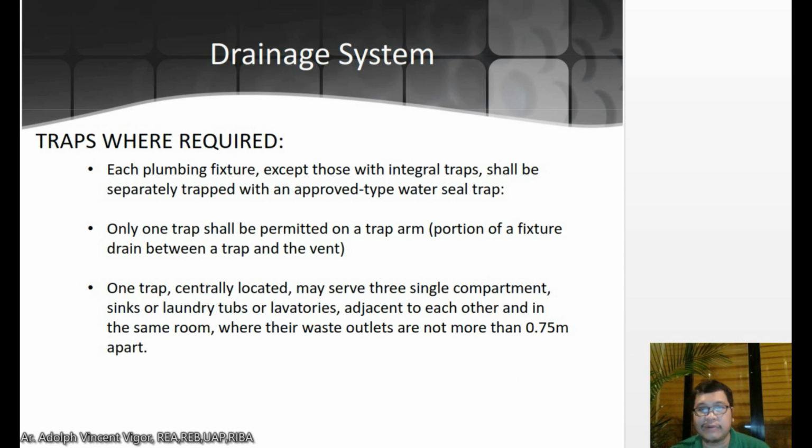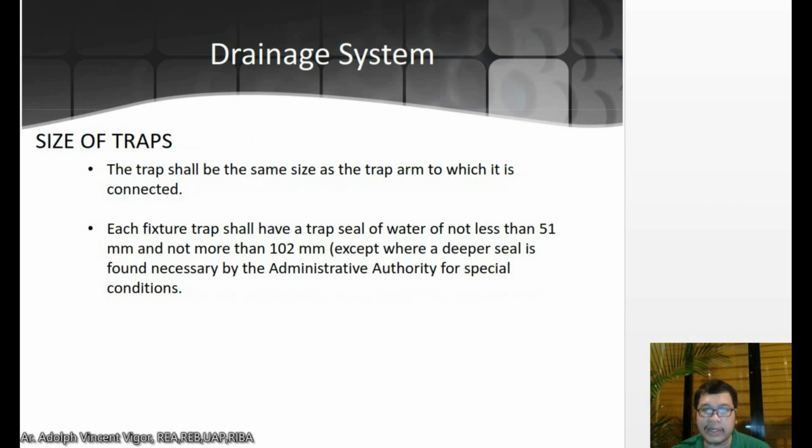So traps are required. Each plumbing fixture requires a trap. Only one trap shall be permitted on a trap arm. Then one trap centrally located may serve three single compartment sinks, laundry traps, or lavatories adjacent to each other in the same room, where the waste outlets are not more than 0.75 meters apart.